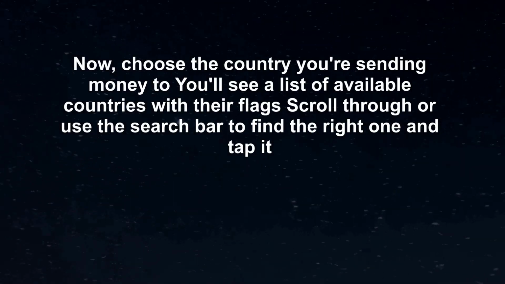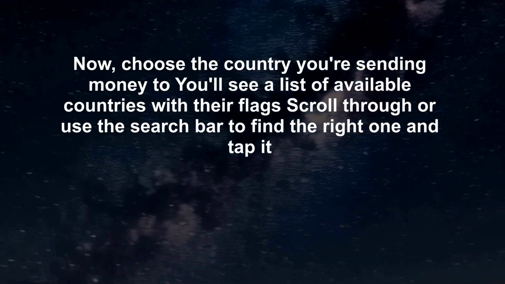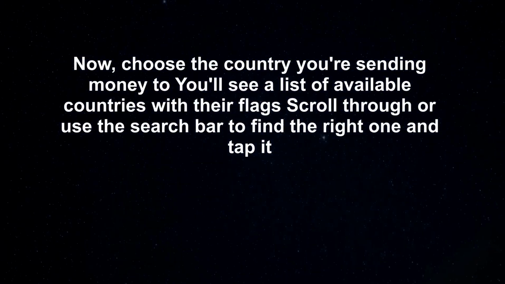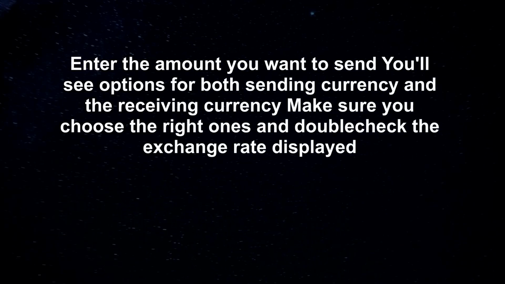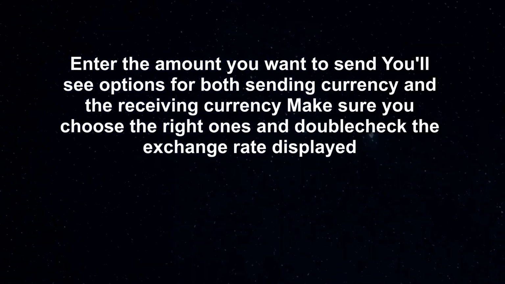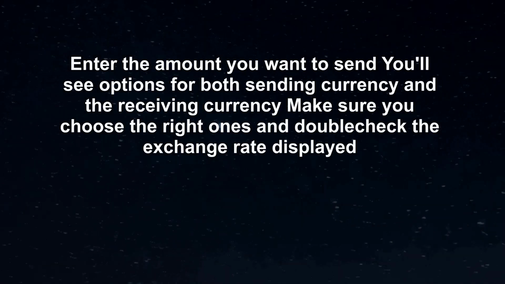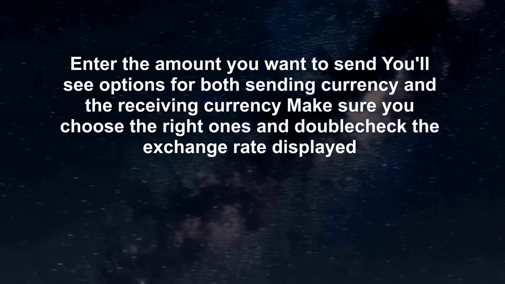Now, choose the country you're sending money to. You'll see a list of available countries with their flags. Scroll through, or use the search bar to find the right one and tap it. Enter the amount you want to send. You'll see options for both the sending currency and the receiving currency. Make sure you choose the right ones and double-check the exchange rate displayed.